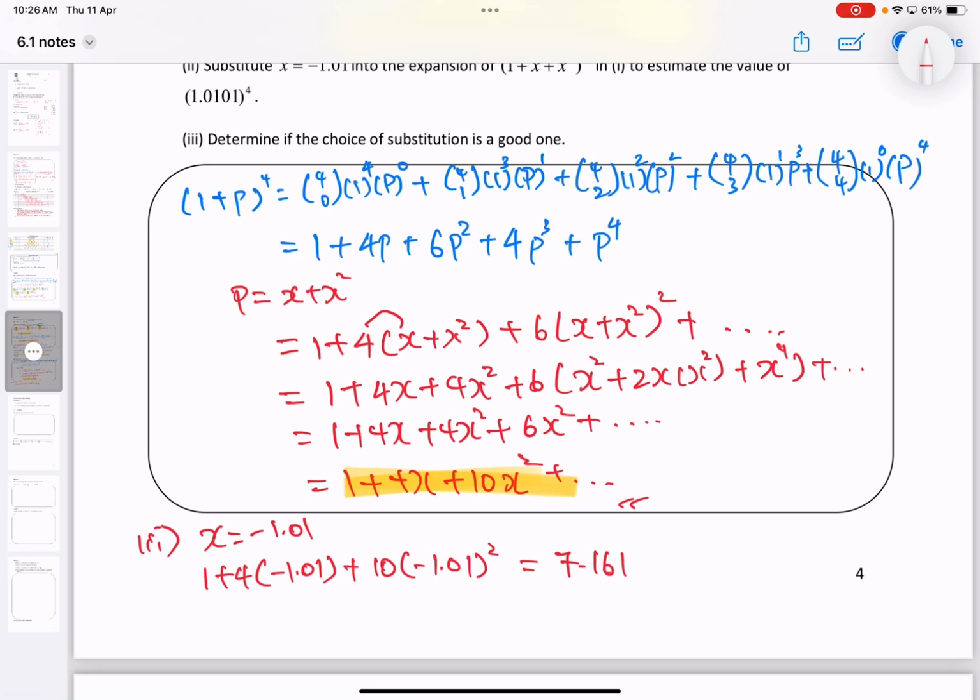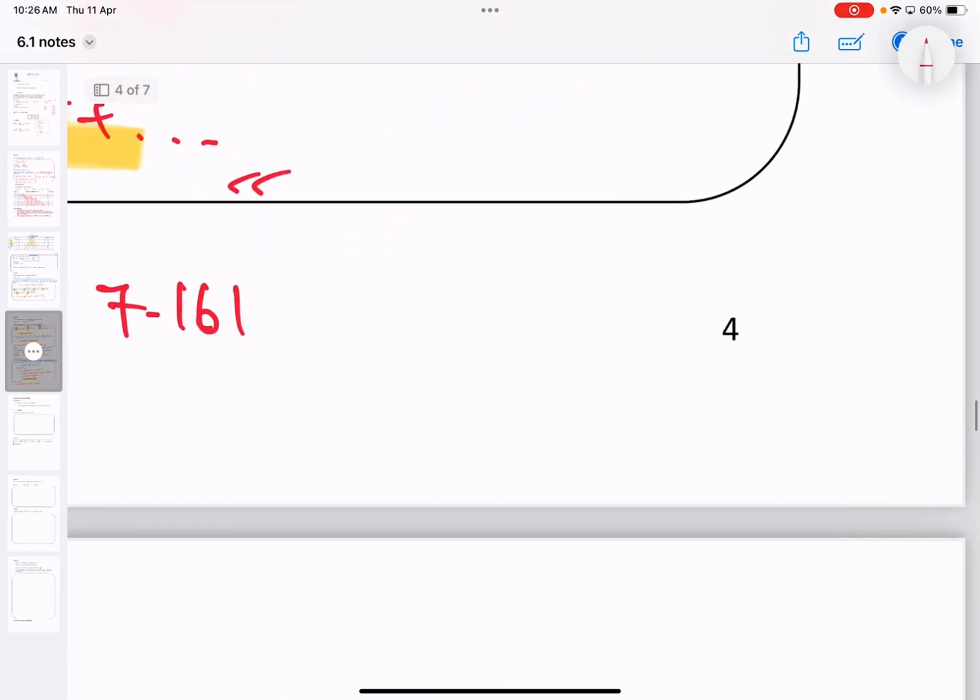When can we ignore the higher powers? When x is a very small number. I'll give you an example, and this is a very common exam question. If x is actually 0.01 and we ignore x to the power of 3, do you think it's okay? I think it's okay. 0.01 raised to the power of 3 is a really tiny number, so we can ignore it. But if the number is greater than 1, you cannot ignore it.